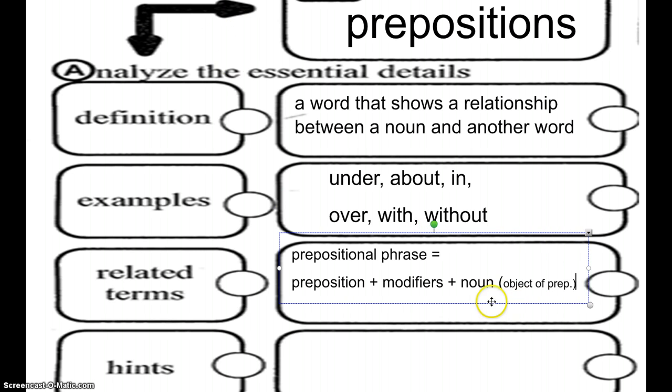We're going to talk about different jobs that nouns can do, and nouns can be subjects of a sentence. They can be direct objects. They can be indirect objects. So when we have a noun that's used in a prepositional phrase at the end, its special job is object of preposition, and we'll abbreviate that to the OP.